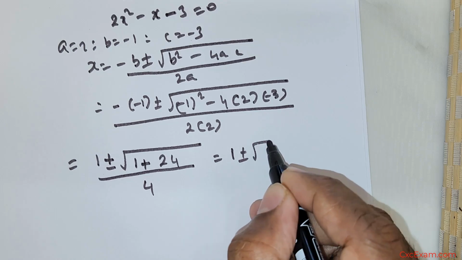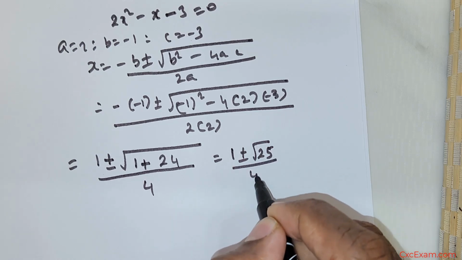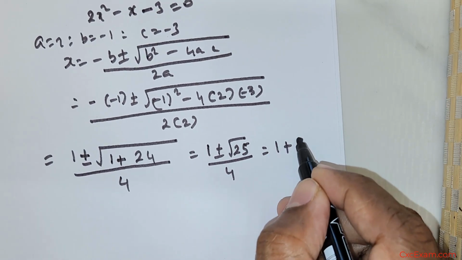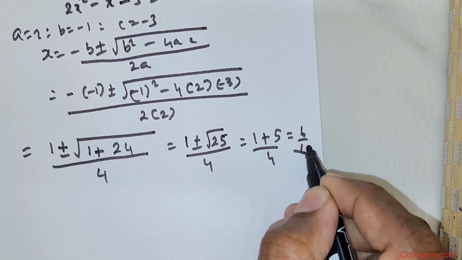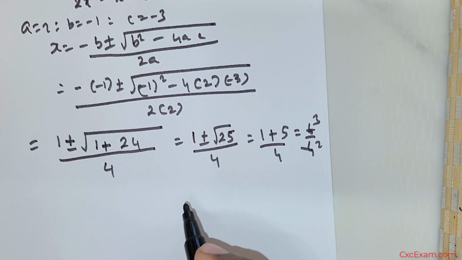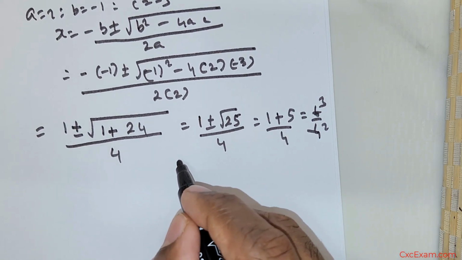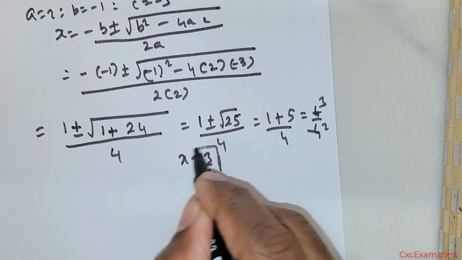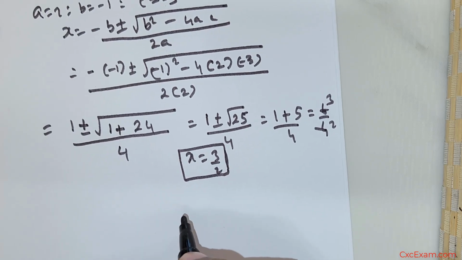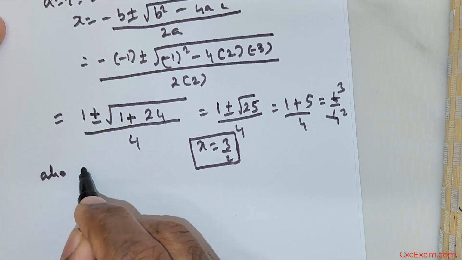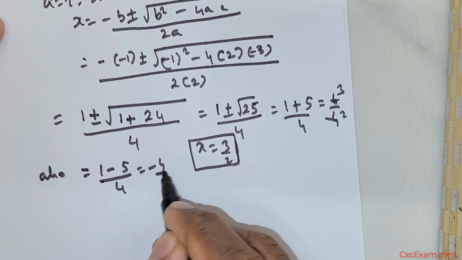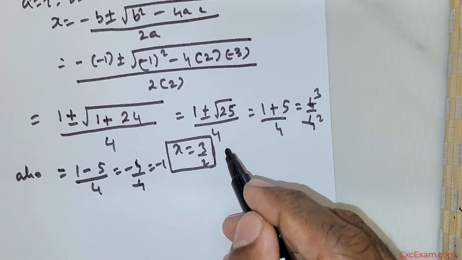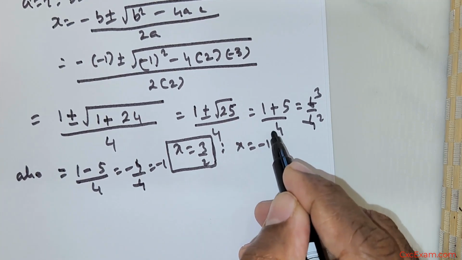This is 1 plus or minus root of 25 divided by 4, which is 1 positive 5 divided by 4, which will give you 6 divided by 4. 2 divides here 2 times, 2 divides here 3 times. So x is equal to 3 over 2. So that is one solution because they are asking us to solve it. Now also you got 1 negative 5 divided by 4, which is negative 4 over 4, which is negative 1. And you got x is equal to negative 1.